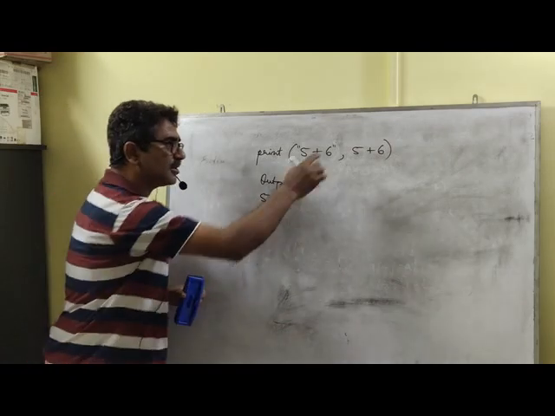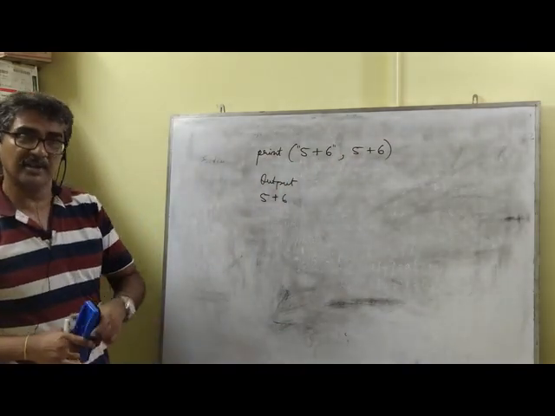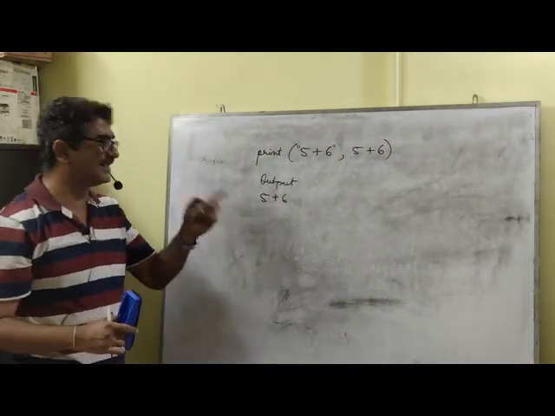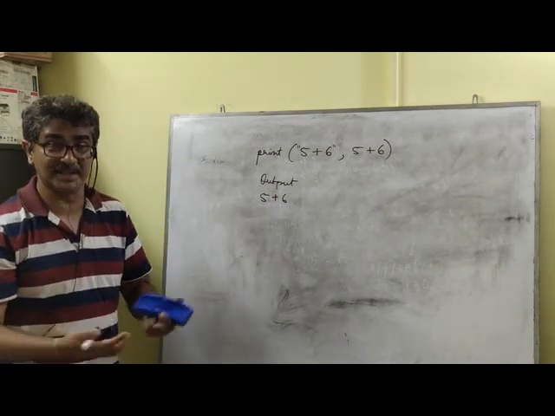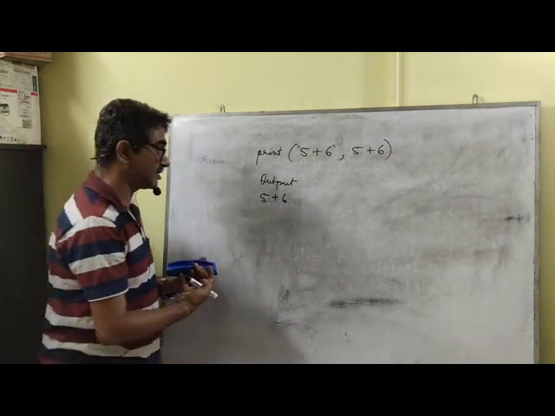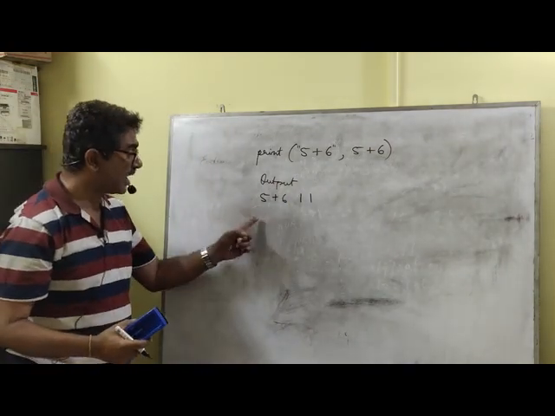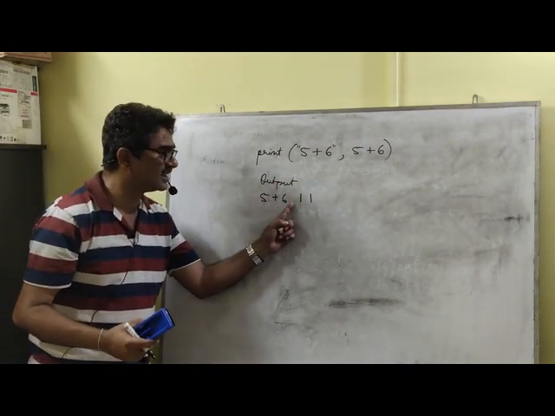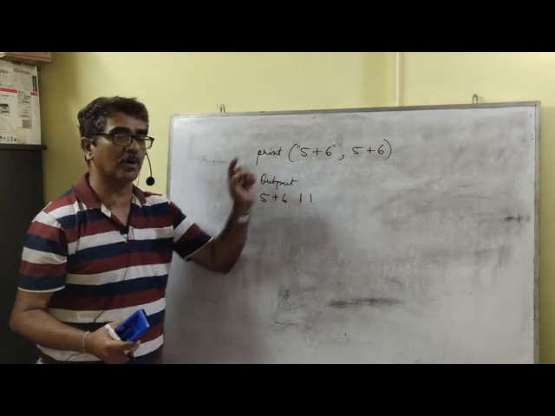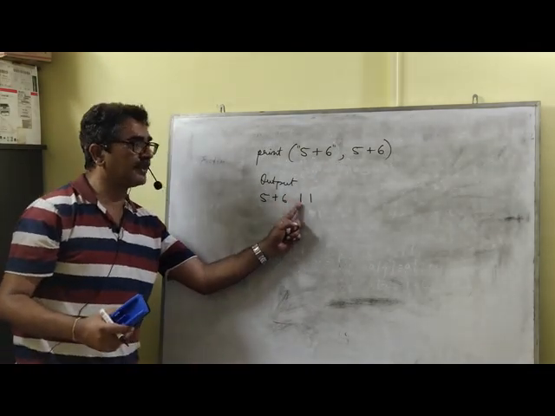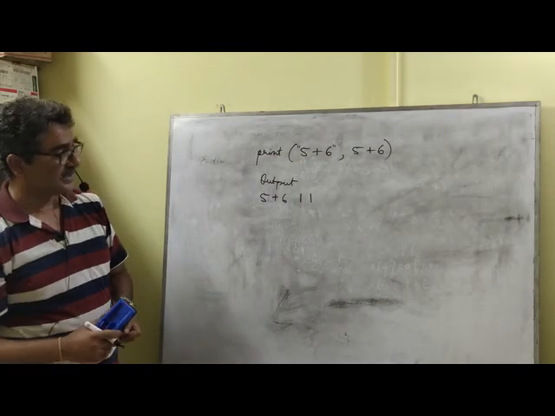Why is it going to add? Because it's not enclosed within quotes. If it is not enclosed within quotes, Python understands that it needs to evaluate it, that means calculate that particular expression. So you're going to get 11. So 5 plus 6 is displayed, followed by a single space. This space comes because of the comma. There will be a single space followed by 11.